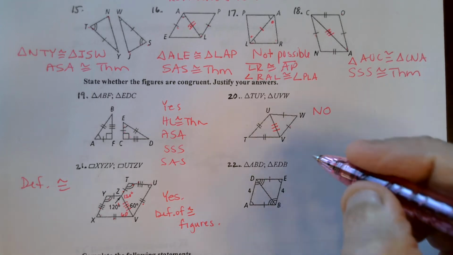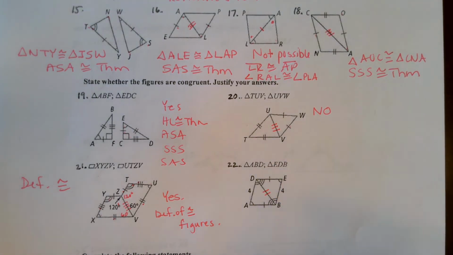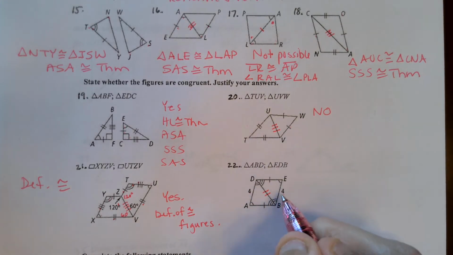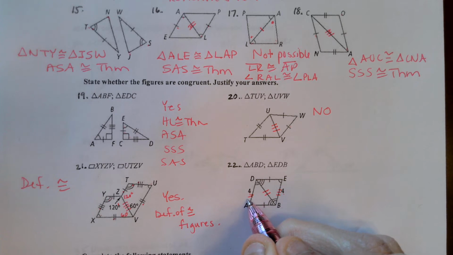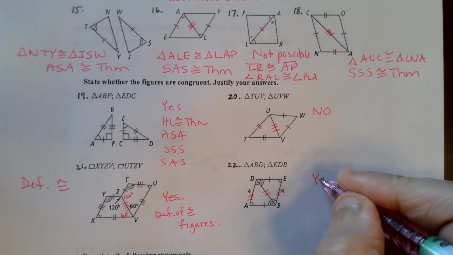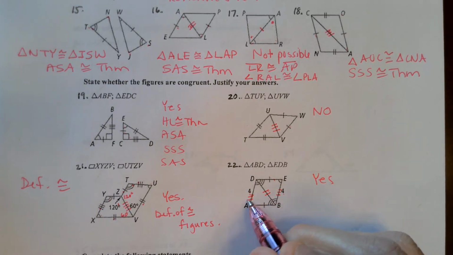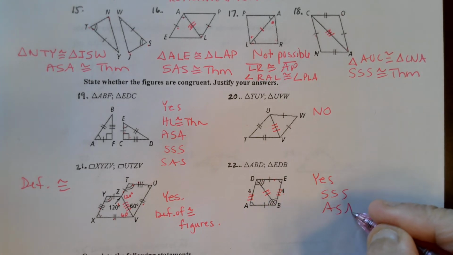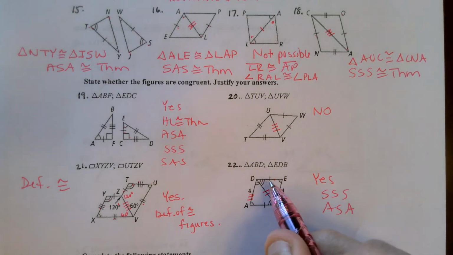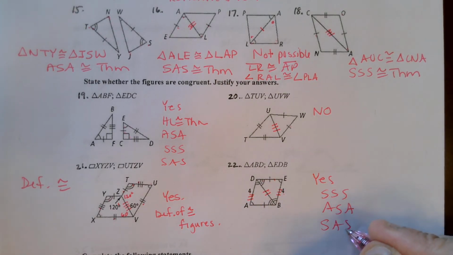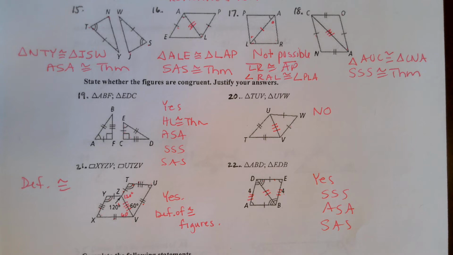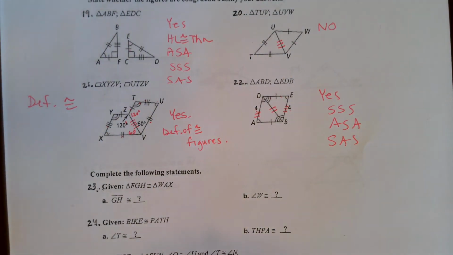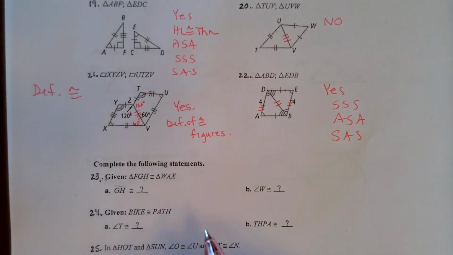All right, how about this one? Well, we can put the sides in there. Oh, and then they give us these sides. See, the 4s? So that's another one. So we can say definitely yes. We can do SSS. We can do angle, side, angle. And we have side, angle, side, yeah. What's the only one we can't do? The HL, because we don't have right triangles. All right, next one. This page seems a little simpler.